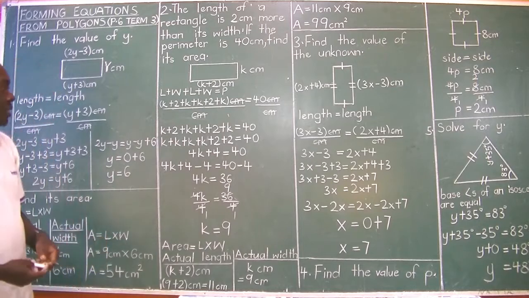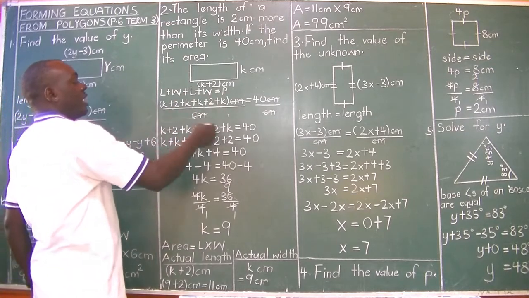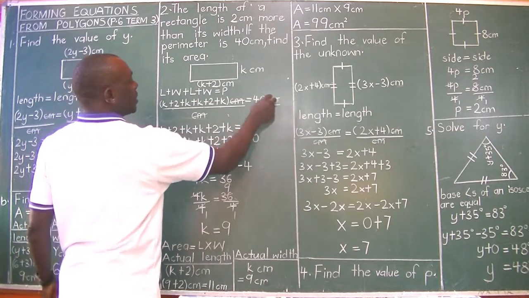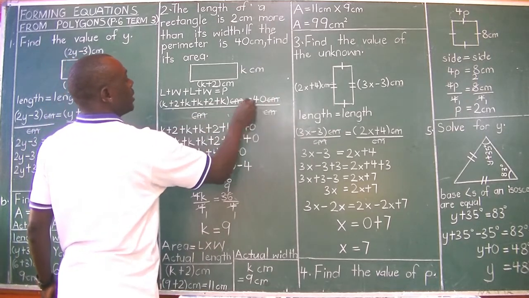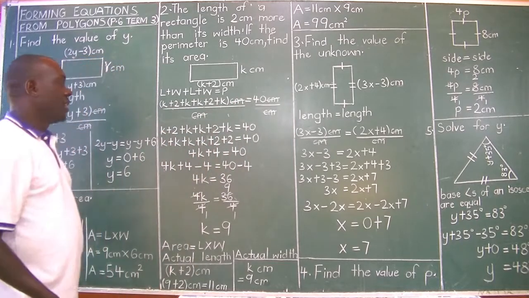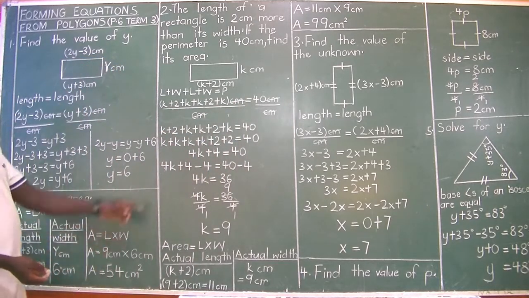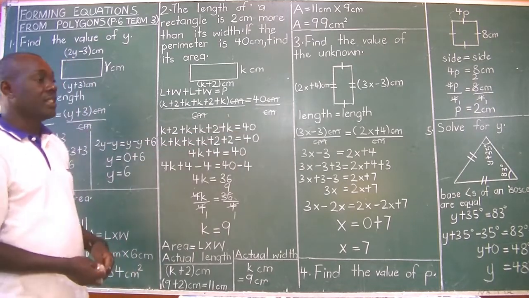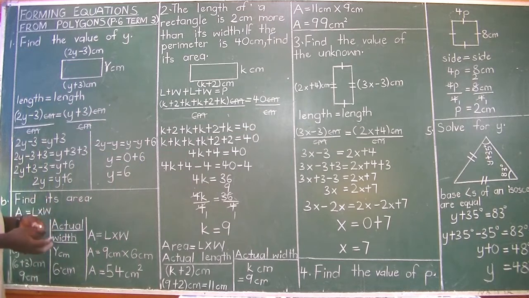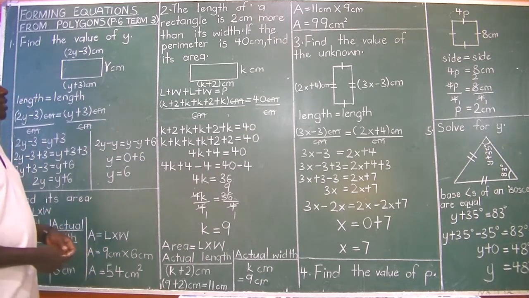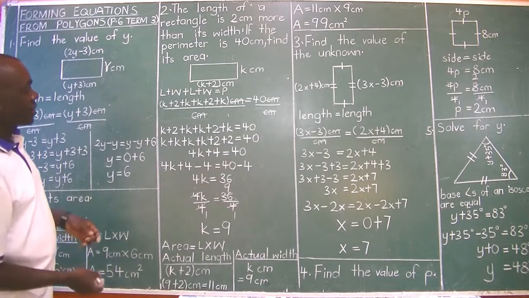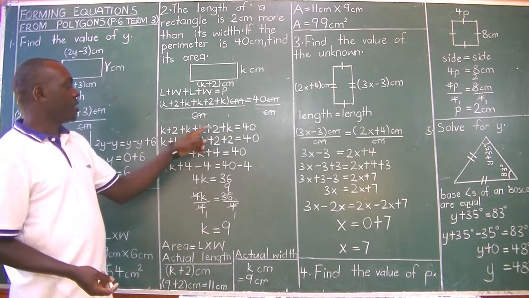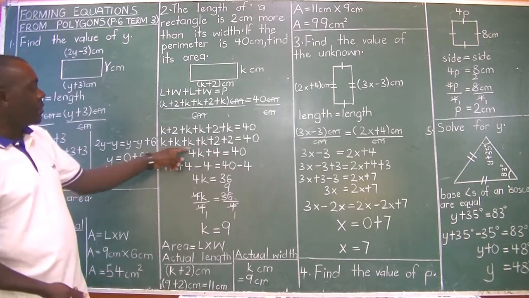Like we did in A, if these are in centimeters, then we divide the other side by centimeter. Cancel centimeter, cancel centimeter, cancel centimeter and centimeter. Then you write what it means. That is K plus 2 plus K plus K plus 2 plus K equals 40. The next step is gathering the things that look alike, called like terms. Put the K's together: K plus K plus K plus K. Then 2 plus 2 equals 40. That's the statement you have here.